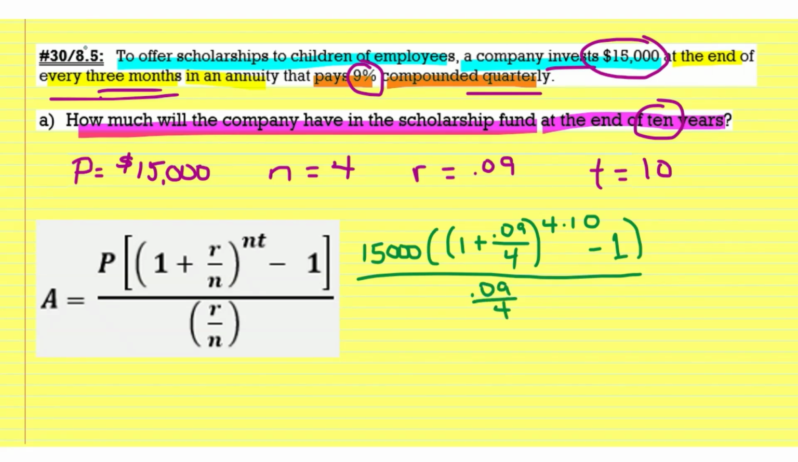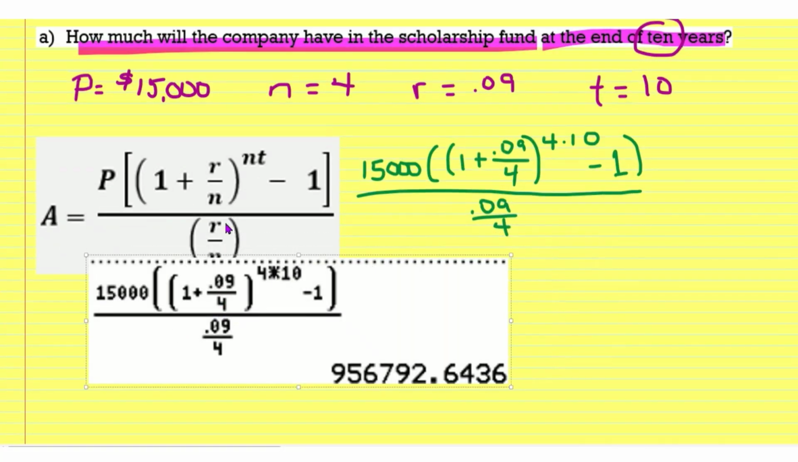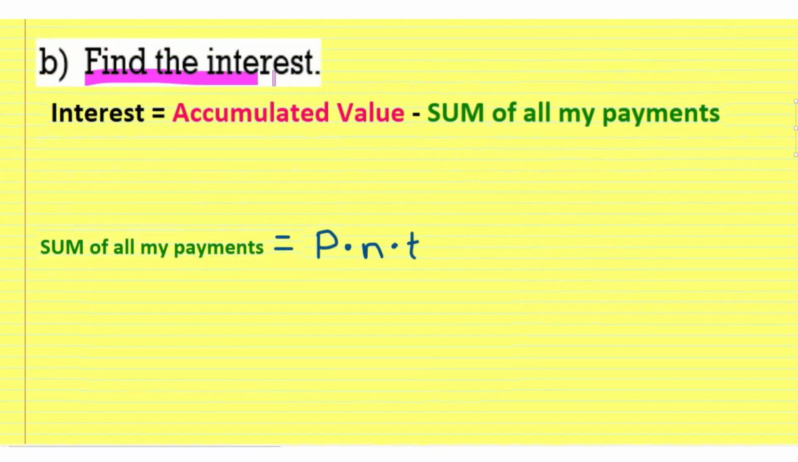And when I put all of that into my calculator, it gives me a scholarship fund of $956,792.64, so I'm going to round that up to $956,793.